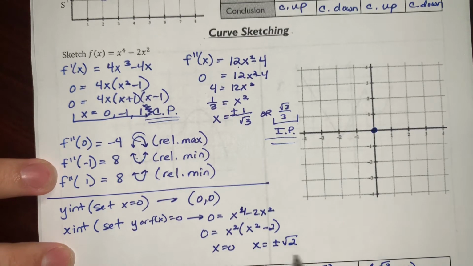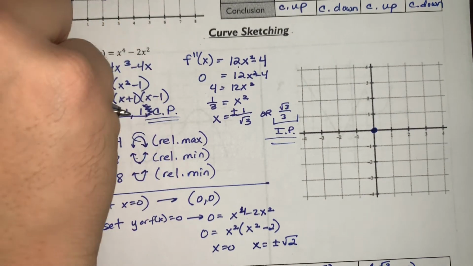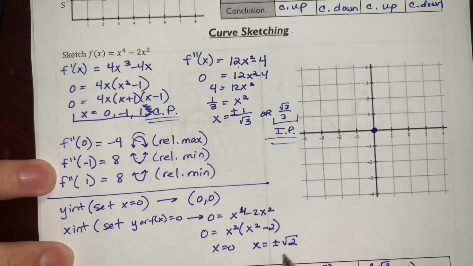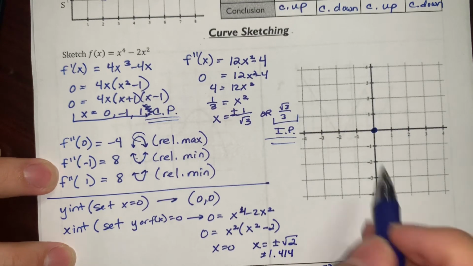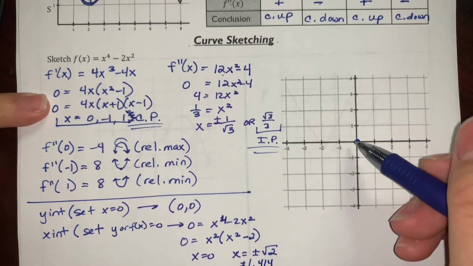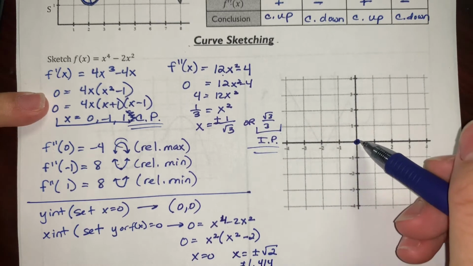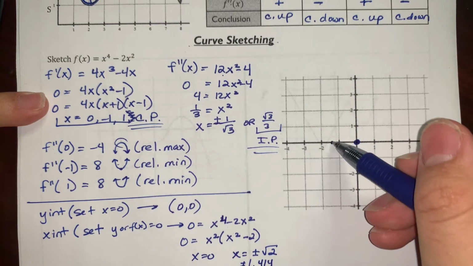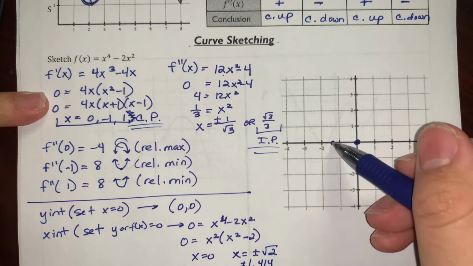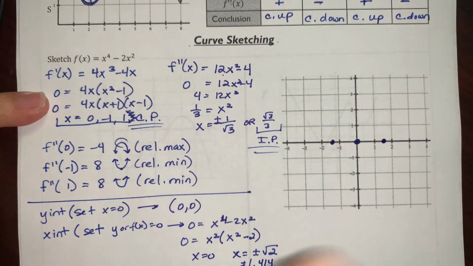Square root of 2, what is that? The square root of 2 is 1.414. So plus or minus 1.414. I like to know the decimal because I know I'm going to end up graphing this. So I know that my x-intercepts are located at 0, and -1.414 somewhere right there, and then positive 1.414 somewhere right there. All right, so we at least know our x-intercepts, and we have that plotted.